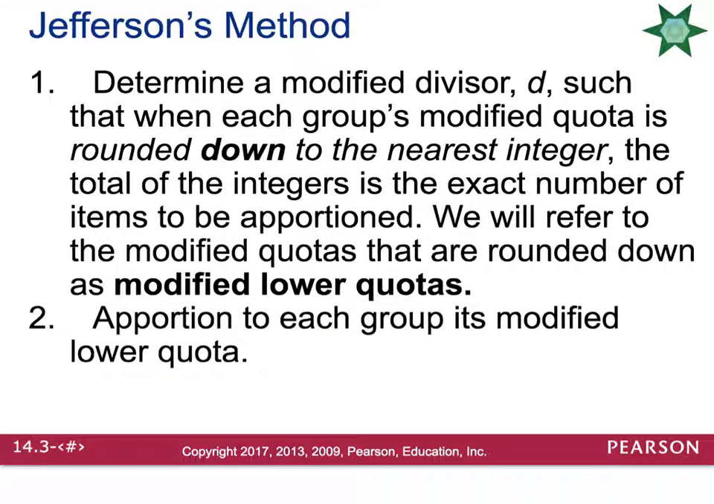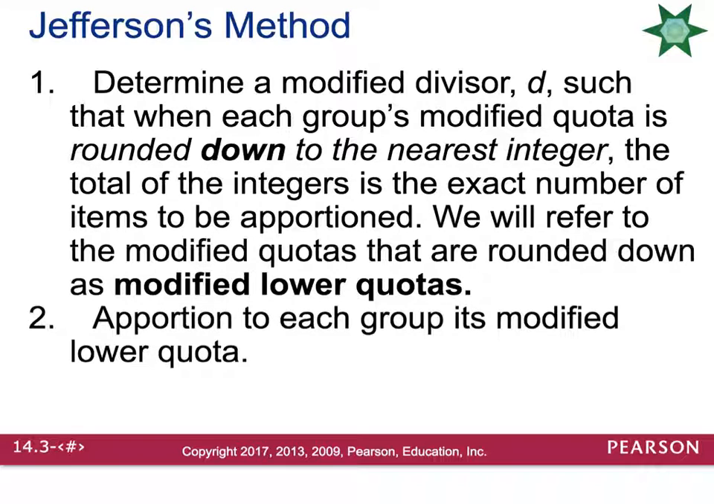So Jefferson's method is a different version of apportionment. In Jefferson's method, he determines a modified divisor D such that when each group's modified quota is rounded down to the nearest integer, the total of the integers is the exact number of items to be apportioned. We will refer to the modified quotas that are rounded down as modified lower quotas.